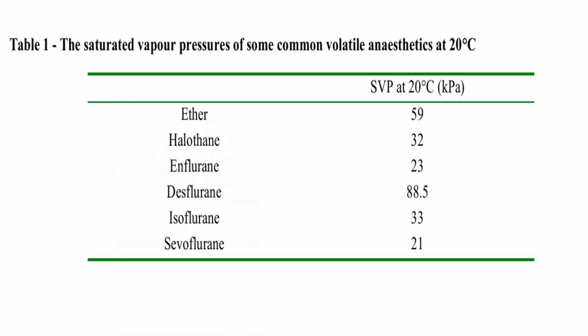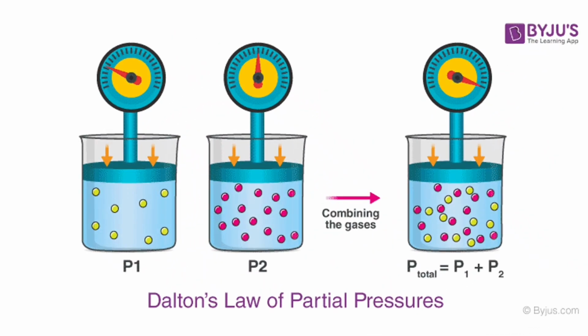This table shows the saturated vapor pressures of some commonly used inhalational anesthetics at 20 degrees Celsius. Now, Dalton's law of partial pressures states that the total pressure of a gas mixture in a container is the sum of the partial pressures of the constituent gases. The partial pressure exerted by the vapor of a liquid agent depends only on the temperature of that agent and is unaffected by the total pressure above the liquid. The highest partial pressure that can be exerted by a gas at a given temperature is its vapor pressure.